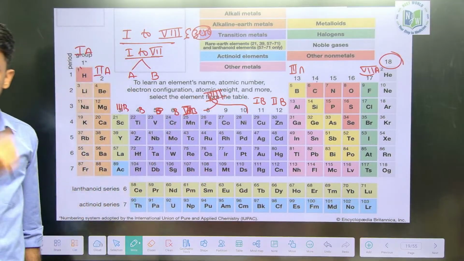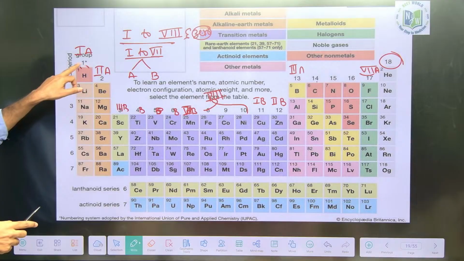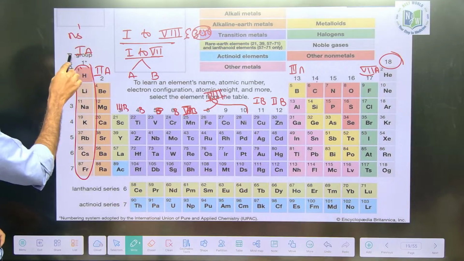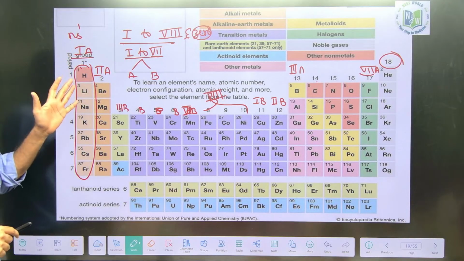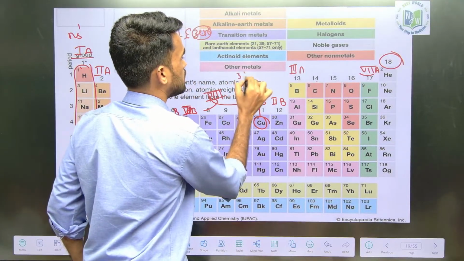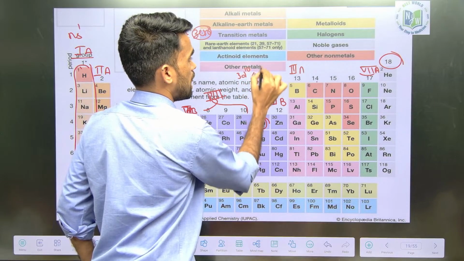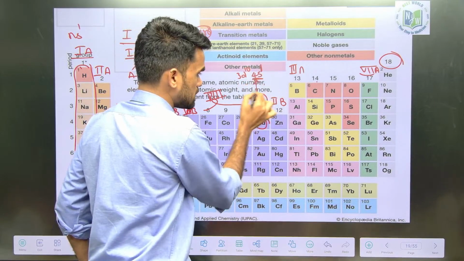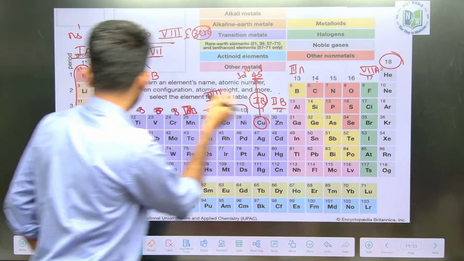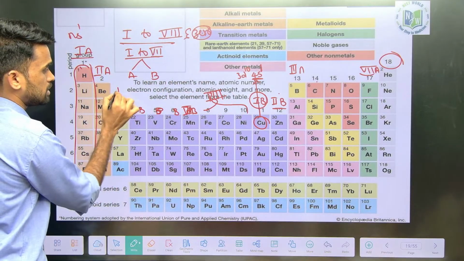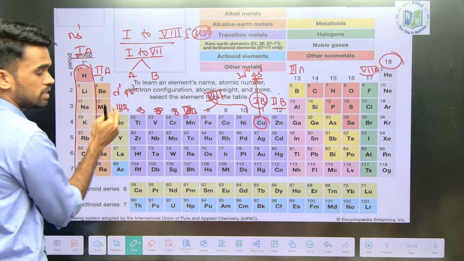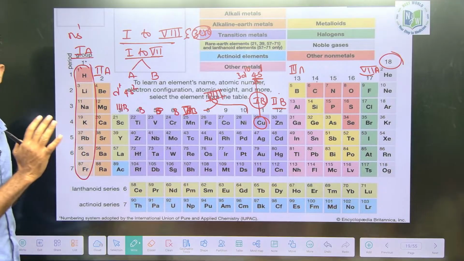Is this clear? Now, what is the generalized electronic configuration of the first group? ns1. That's why you can call it the first A group. What about the copper family? You will write 3d10 4s1. This is also s1, so you can consider it group 1. Here it is 4s2, which is 2B. You can remember this one as 3d1 4s2, so the total is 3. Like that you can remember. Is this clear?